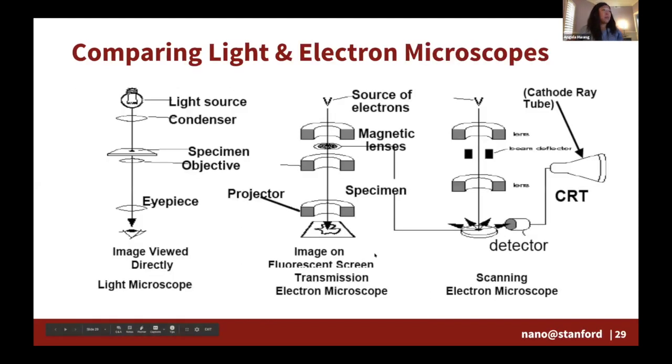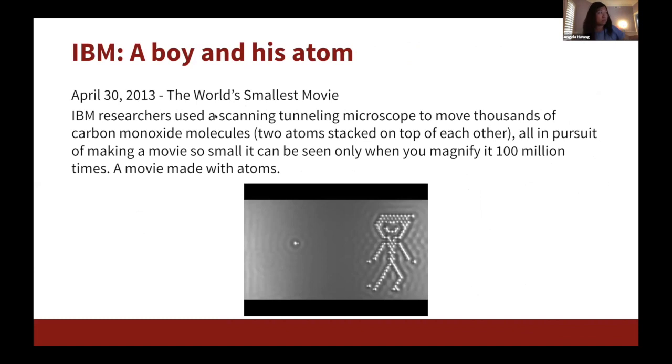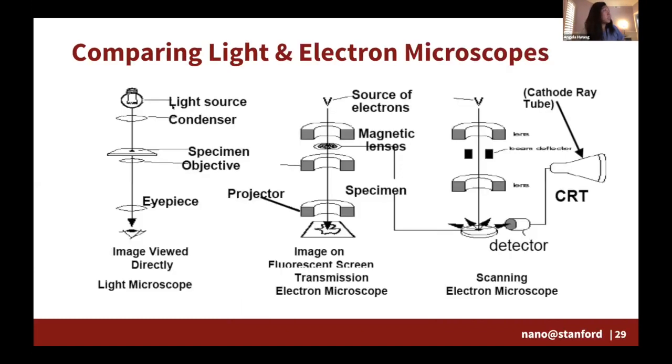And then this is just to give you an overview of light versus electron microscope. So a light microscope, most people are familiar with, correct? If not, it's really just moving light through a series of lenses, enlarging the image, and then you would look at it, right?